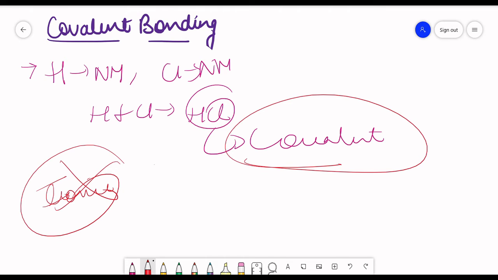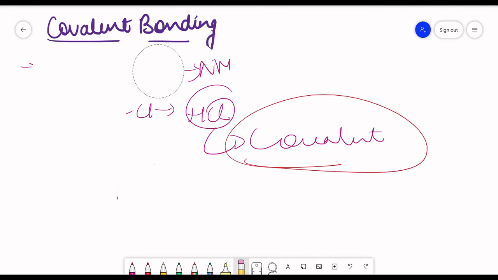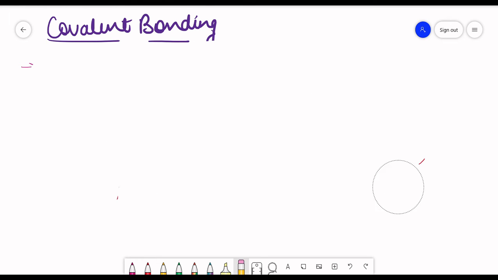Now why is a covalent bond formed? Because there is a sharing of electrons. I hope this is clear to you. If you have any doubts, you can ask in the comment section. Now I'll explain further. Whenever a covalent bond is formed between two atoms of a non-metal, for example two chlorine atoms, they also combine together and form a covalent bond.